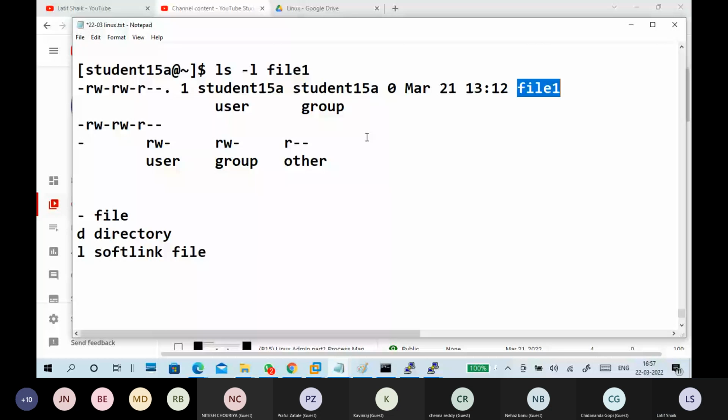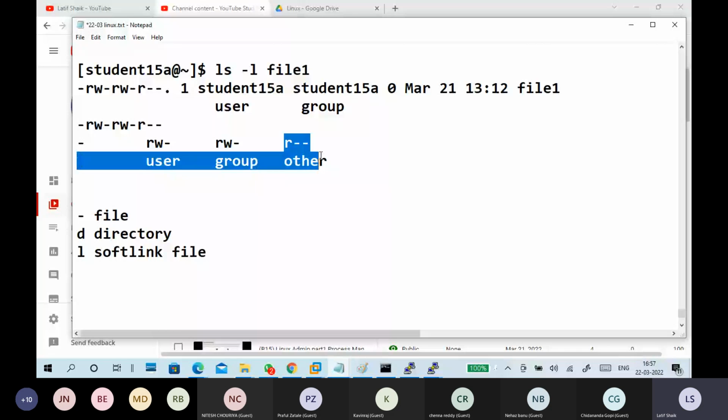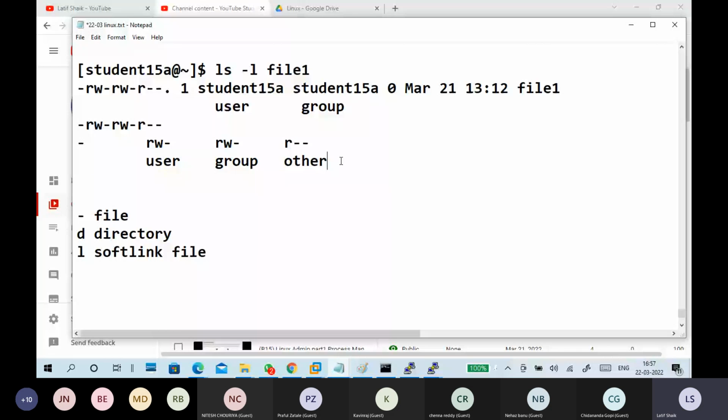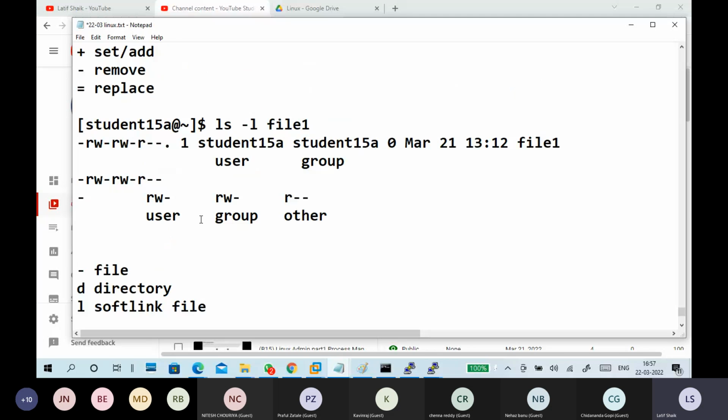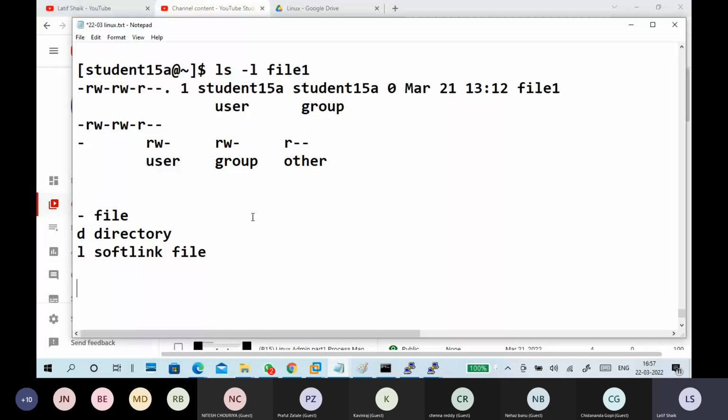So what is other? Other means in my Linux system I have multiple users. I created Magasyam, Gayatri, user 1, user 2 and so on. All of those become other users. So other users have a read permission. So this is about your permission set.